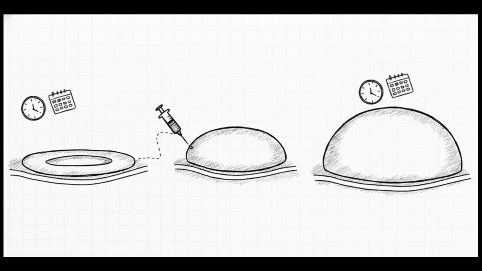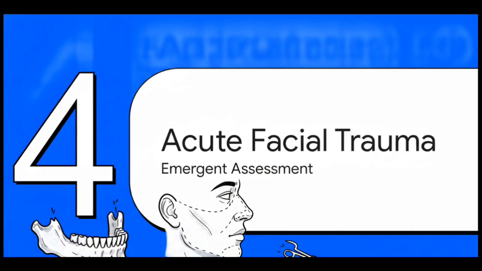And critically, you have to wait another 2 to 3 weeks after reaching your desired volume before transposing the flap. Doing this allows the skin time to soften and really decreases the risk of contraction. Pivoting now to Section 4, Acute Facial Trauma and Emergent Assessment.